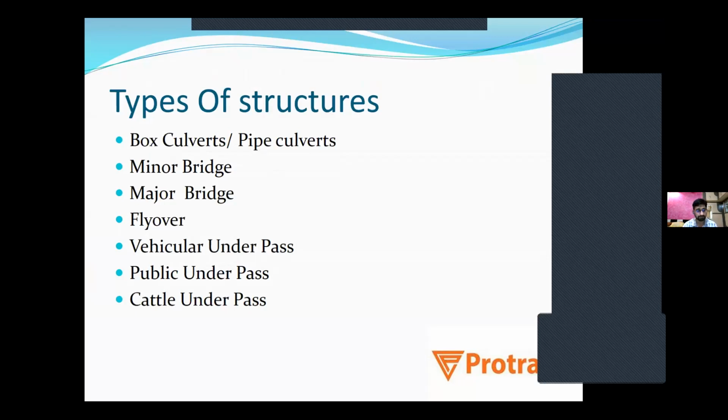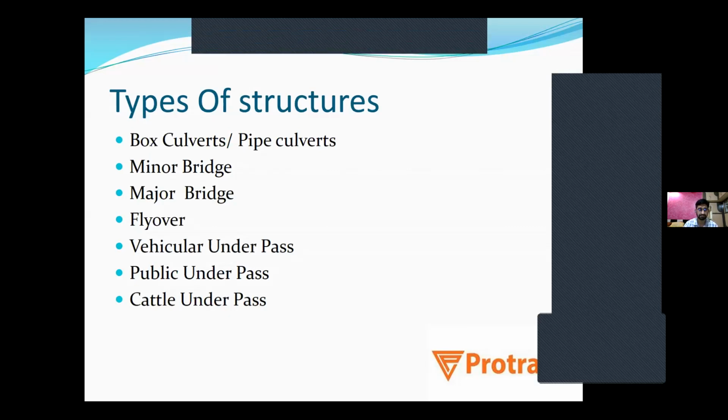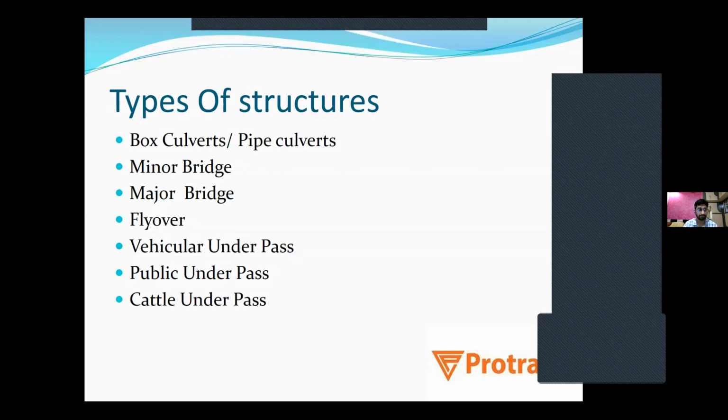In MORTH, that is the Ministry of Road Transport and Highways, the book which is known as the Bible in India for construction of roads, the classification of these culverts is given. In the DPR, we have to calculate the hydraulic data of that particular road. If the width of the structure is less than 6 meters, it is termed a box culvert. If the width of the structure is between 6 and 30 meters, we consider it a minor bridge. And if the width of the structure is more than 30 meters, we consider it a major bridge.